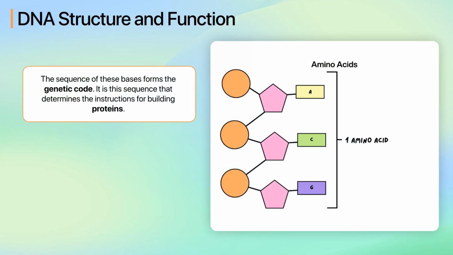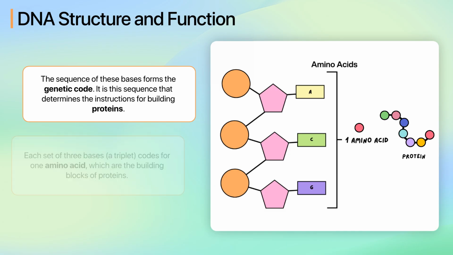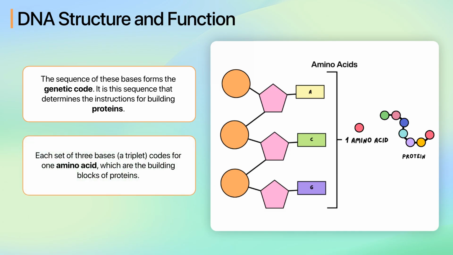The sequence of these bases forms the genetic code. It is this sequence that determines the instructions for building proteins. Each set of three bases, a triplet, codes for one amino acid, which are the building blocks of proteins.